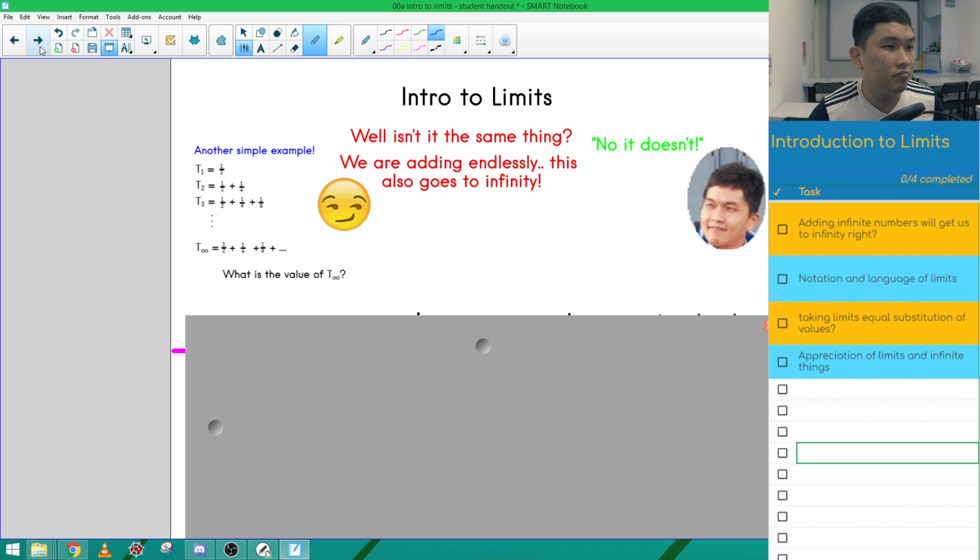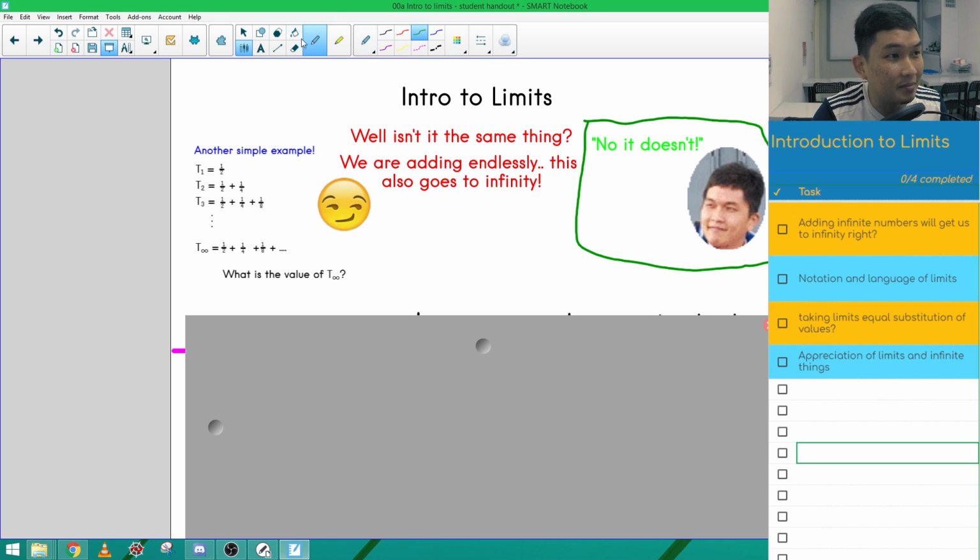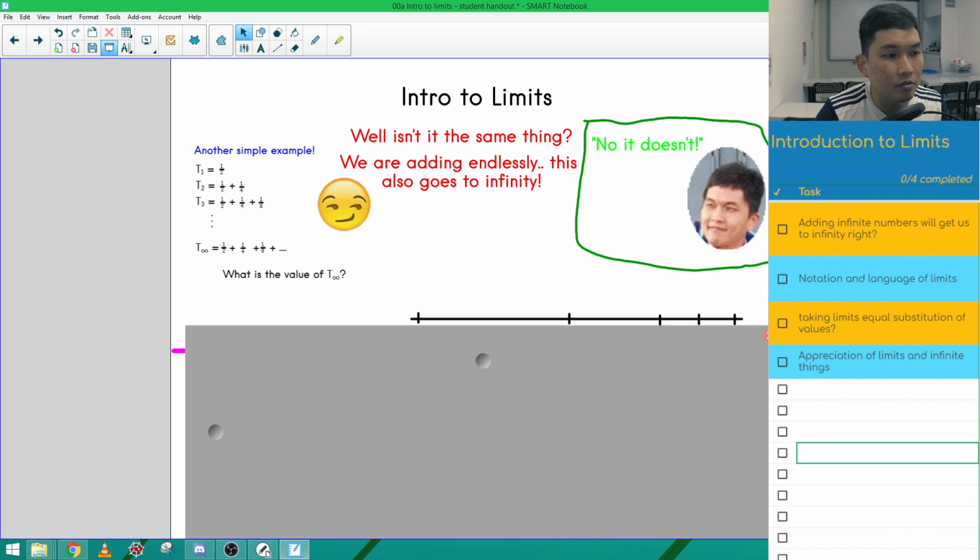Many of you will say, hey, isn't this the same question? We're just adding things infinitely. If I just keep adding and adding, you'll reach infinity, of course. Well, I've got some news for you. In this case, it actually doesn't go to infinity. You'll see over here on the right-hand side, it's a picture of me saying, hey, you know what? In this case, no, I don't agree with you. Let me explain why.